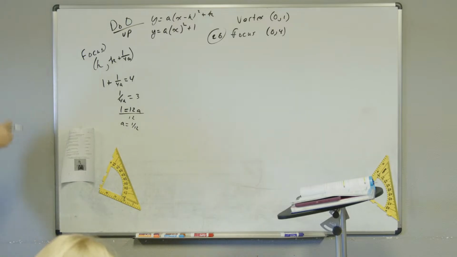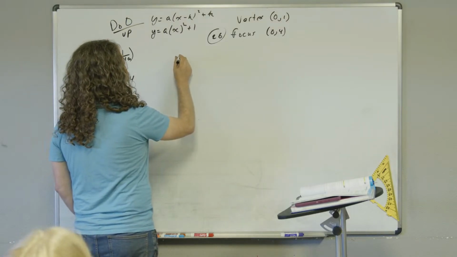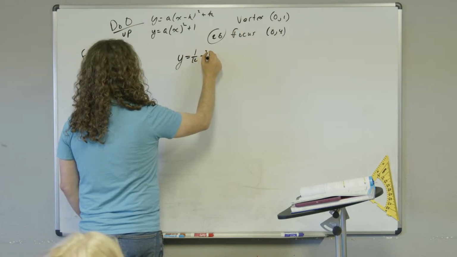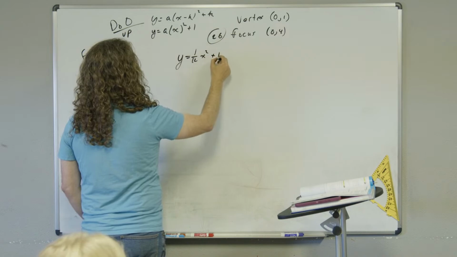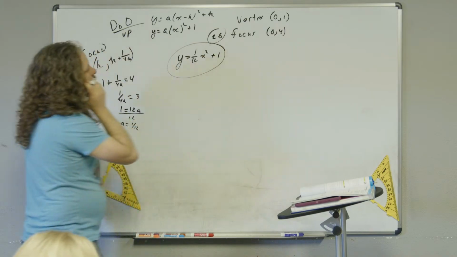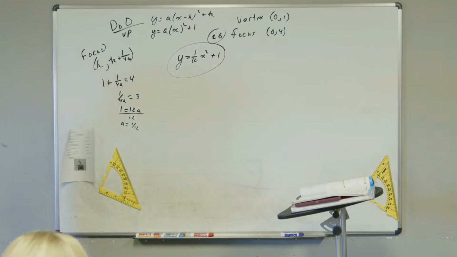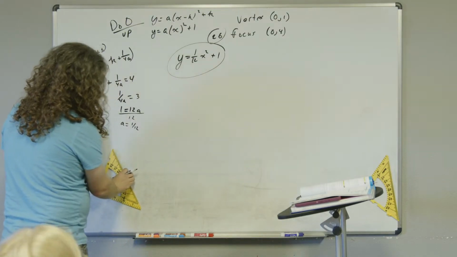So now we have everything for our equation. The answer to the first part is y equals 1/12 x squared plus 1. Graph it. And then you put dots on a graph and move on with your life, right? Dots on the graph, draw a line.